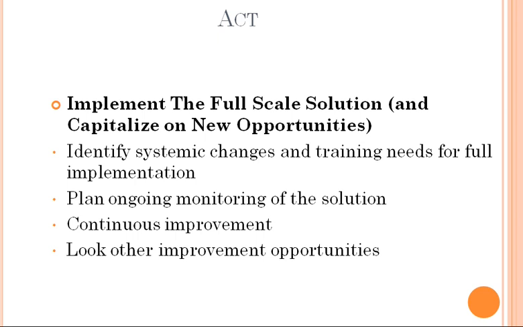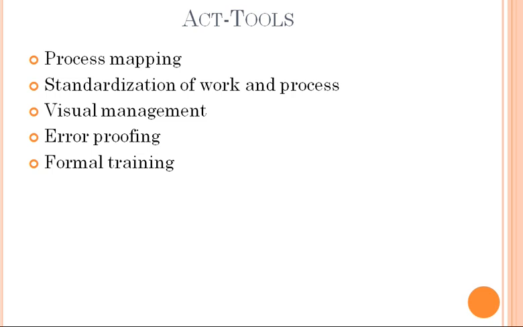Act is to implement the full-scale solution and capitalize on new opportunities. Identify systematic changes and training needs for full implementation. Plan ongoing monitoring of the solution. Continuous improvement is needed, so look for other improvement opportunities. What are the act tools? Process mapping, standardization of work and process, and visual management must be there. There must be error proofing and formal training. Error proofing means every time an error has happened, proof must be taken and it must be corrected. So like this the act tools are going to work.